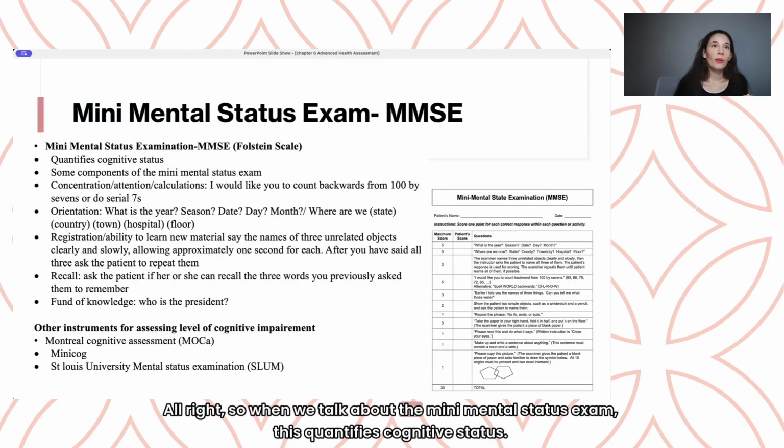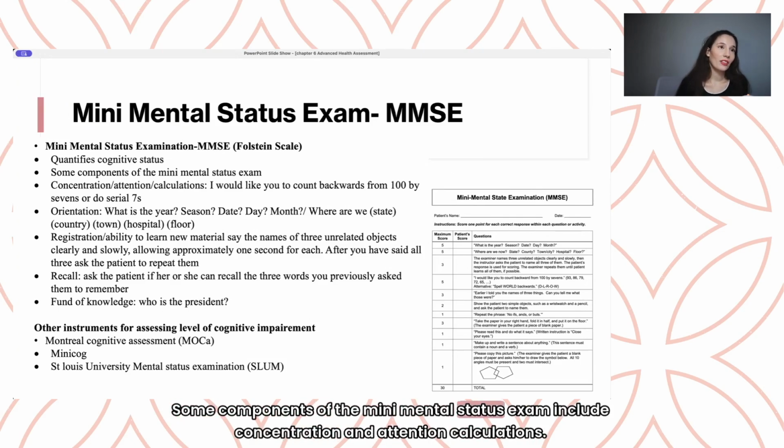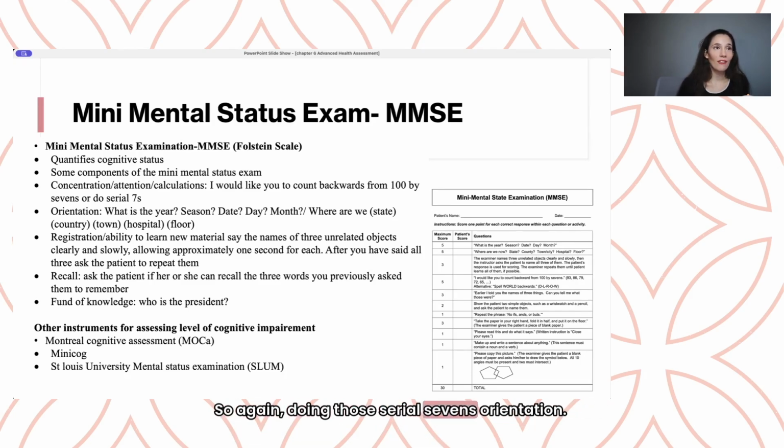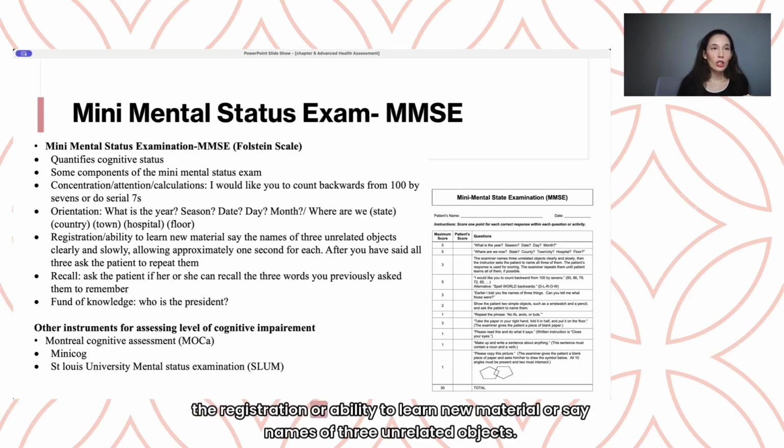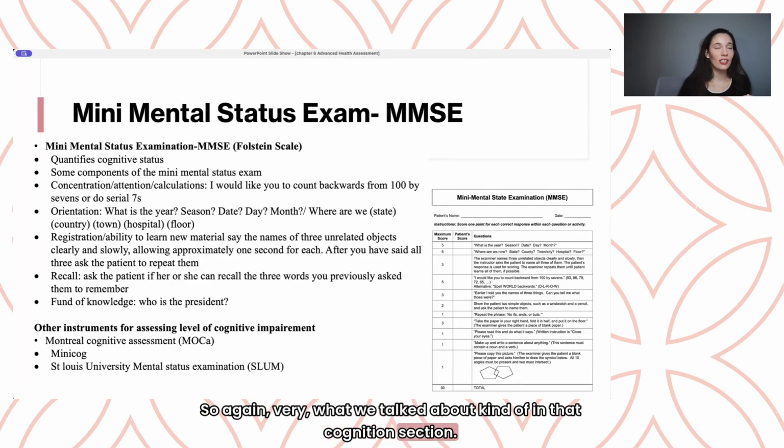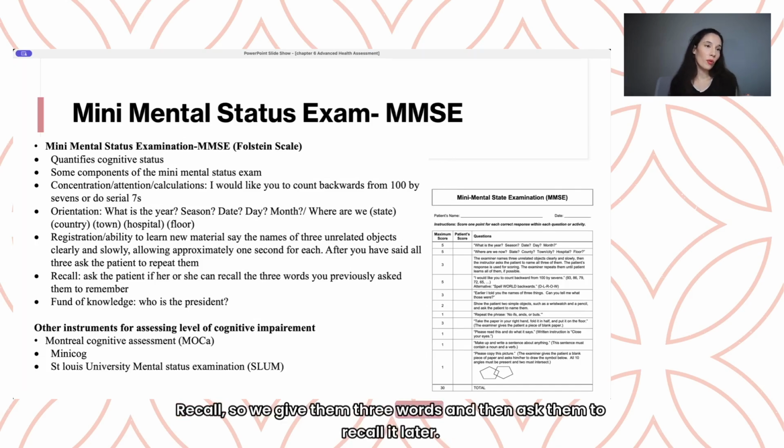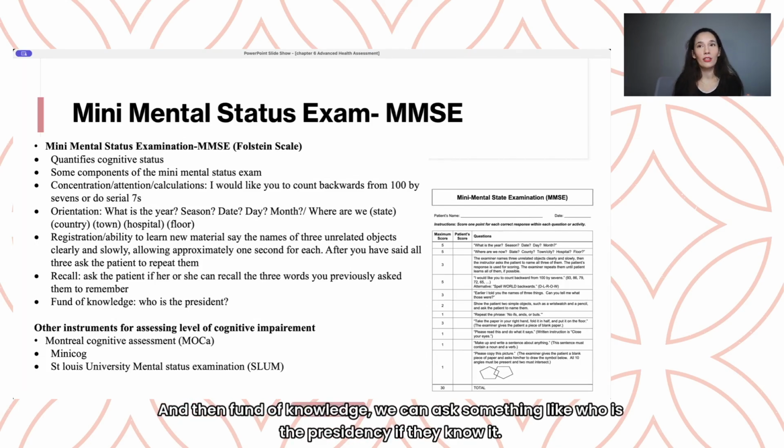All right, so when we talk about the mini mental status exam, this quantifies cognitive status. Some components of the mini mental status exam include concentration and attention calculations. So again, doing those serial 7s, orientation. So knowing what year, season, day, or month it is. The registration or ability to learn new material or say names of 3 unrelated objects. So again, what we talked about in that cognition section. Recall, so we give them 3 words and then ask them to recall it later. And then fund of knowledge, we can ask something like, who is the president, see if they know it.